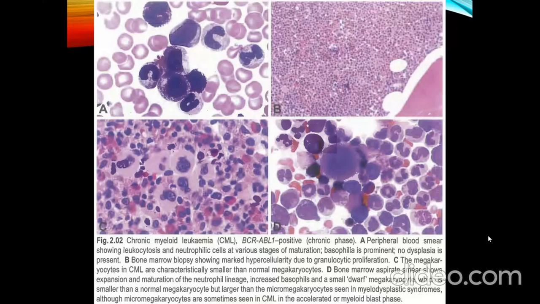And in the C picture, we can see that the megakaryocytes in CML are characteristically smaller than normal megakaryocytes. In the D picture, we can see that the bone marrow aspirate smear shows expansion and maturation of the neutrophil lineage, increased basophils, and a small dwarf megakaryocyte is also seen, which is smaller than a normal megakaryocyte.